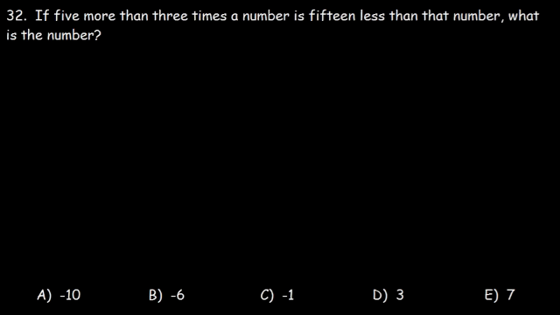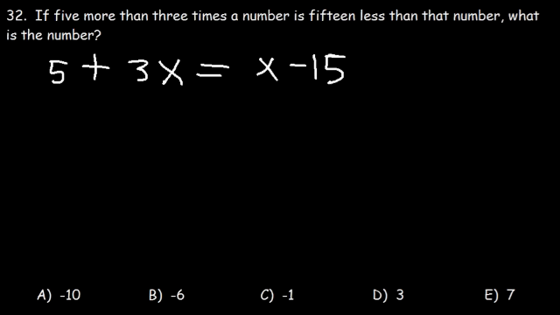32. If 5 more than 3 times the number is 15 less than that number, what is the number? So let's convert this question into an equation. 5 more represents plus, 5 more than 3 times the number, we're going to call the number x, equals 15 less than that number. So it's the number minus 15. What is the number? So we just have to solve for x.